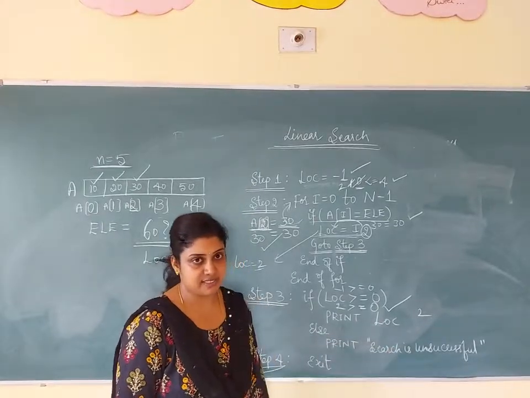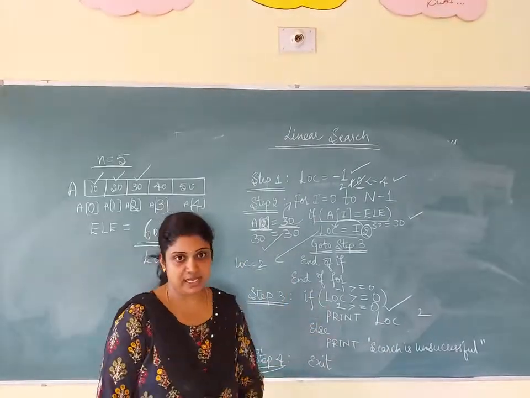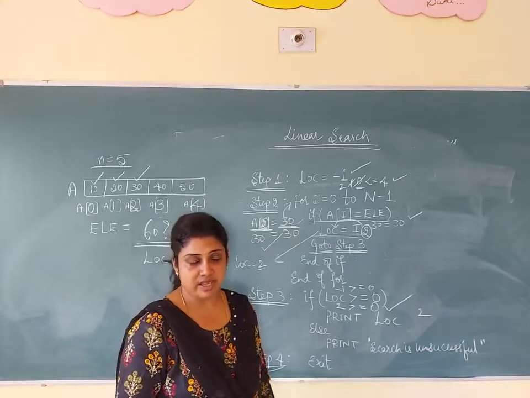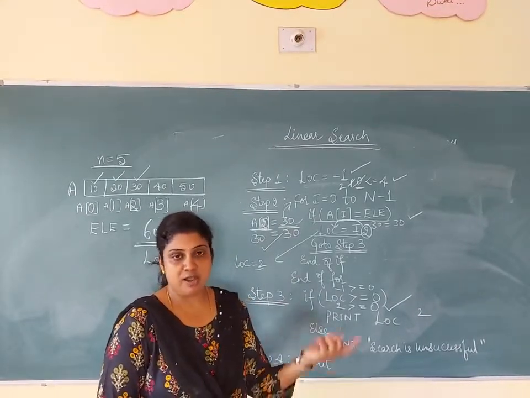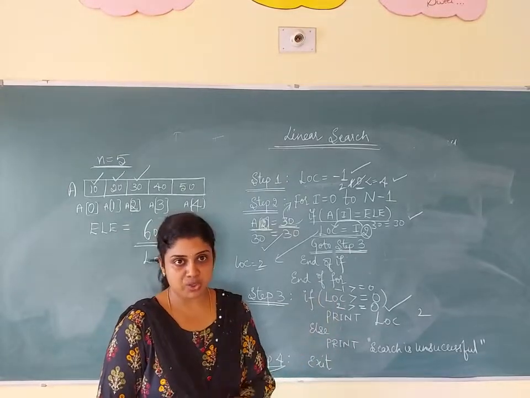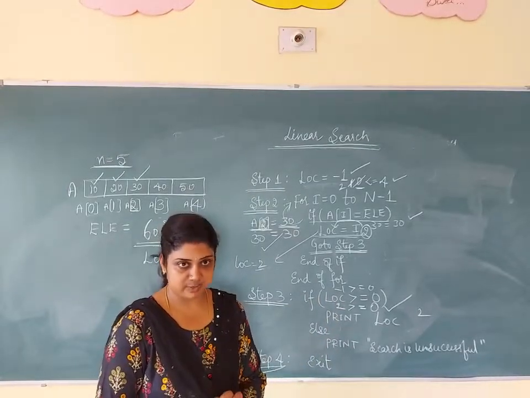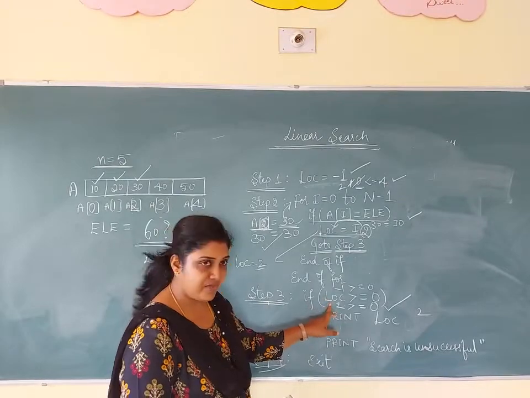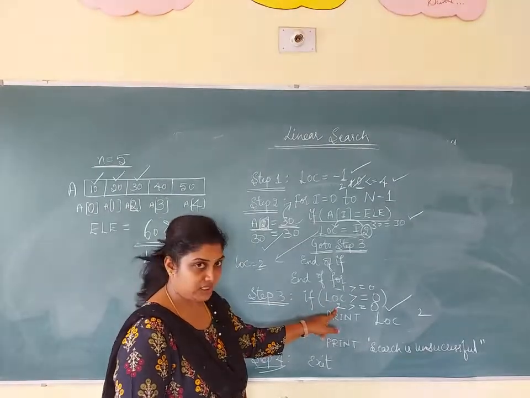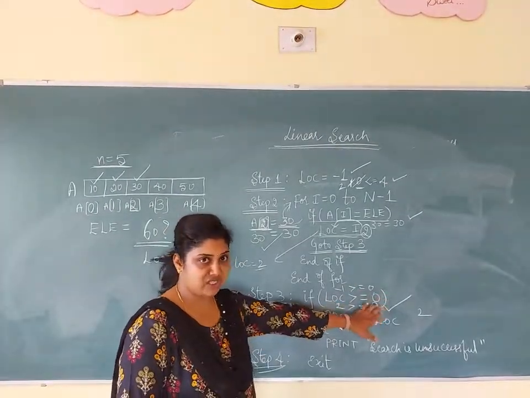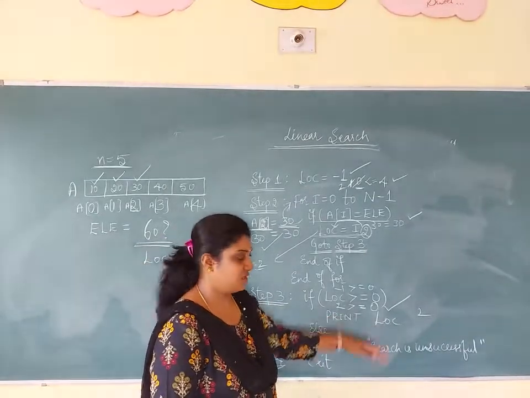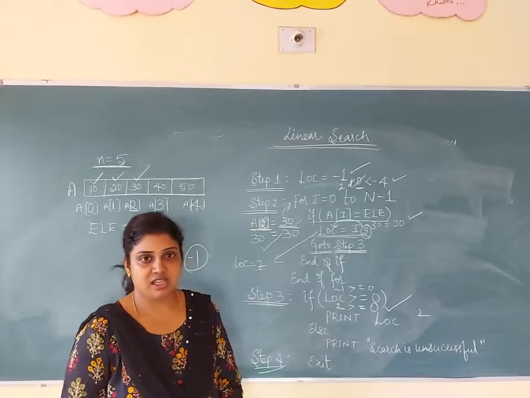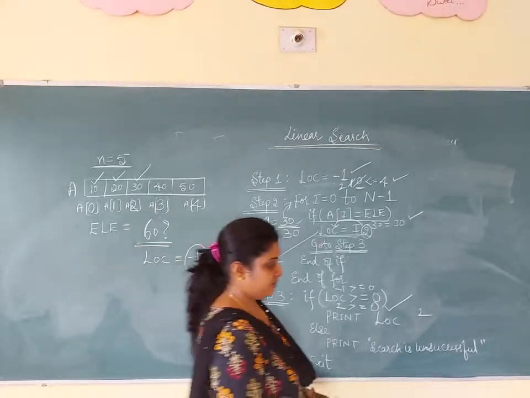Search is unsuccessful. But in the previous example, I wanted to search 30. It is present in position 2. Now the location -1 will become 2. In the second position, the element 30 is present. Now directly it will come here. The position it will take is 2, which is greater than 0. As the condition is true, it will print the first statement, that is location, 2. In the sense, in location 2, the element 30 is present.